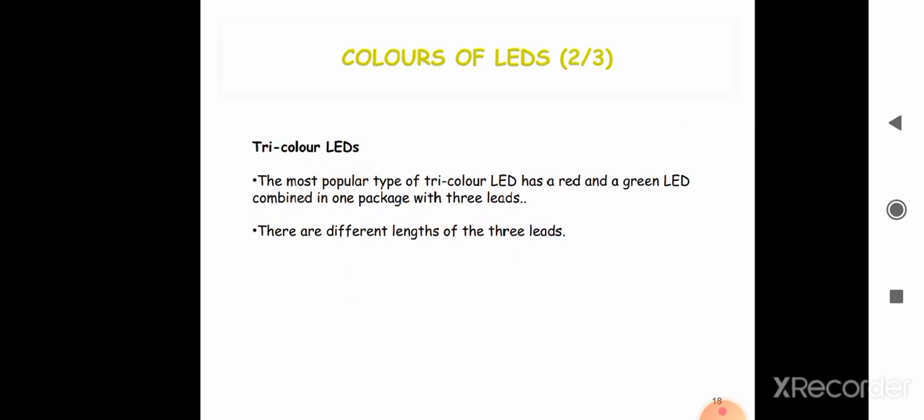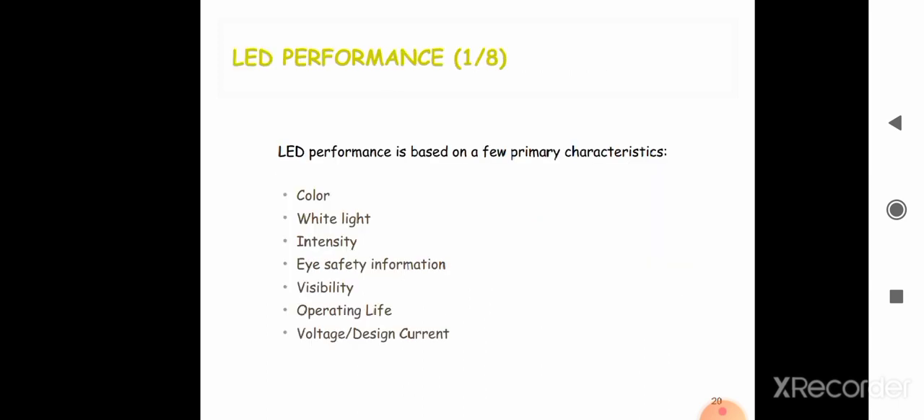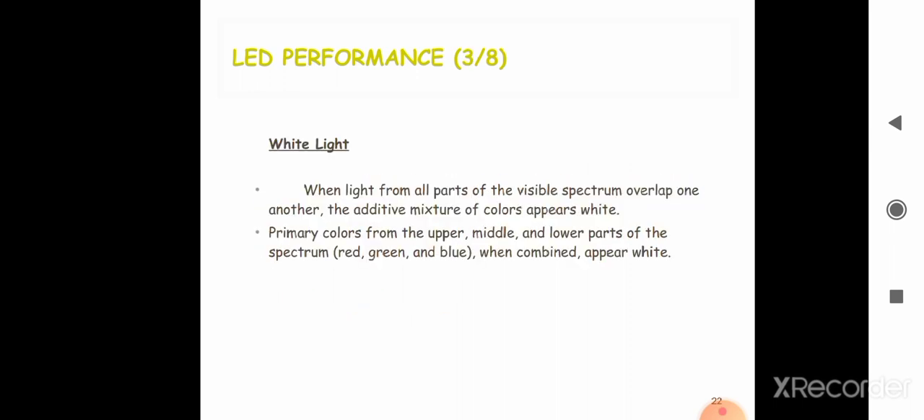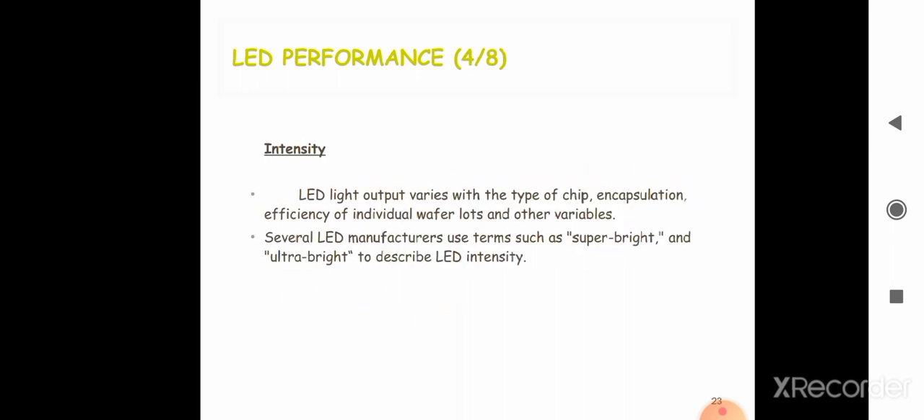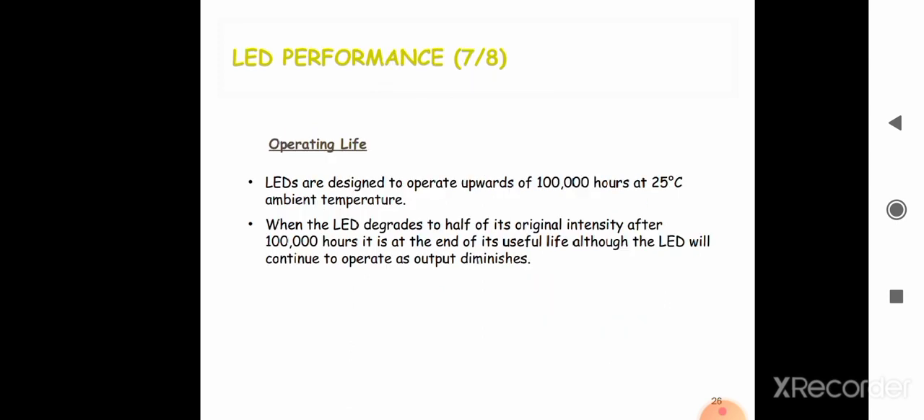Then also tricolor LEDs are available. Bicolor LEDs are also available. The LED performance is based on color, white light, intensity, eye safety, visibility, operating life, voltage, design, current. So these are some parameters of LED lights, which is not in our portion. Just go through it.